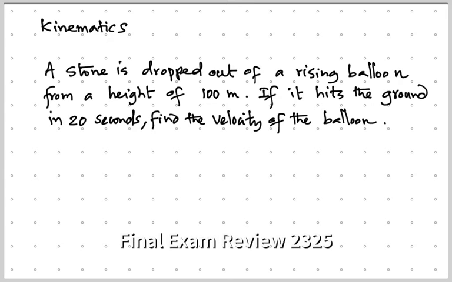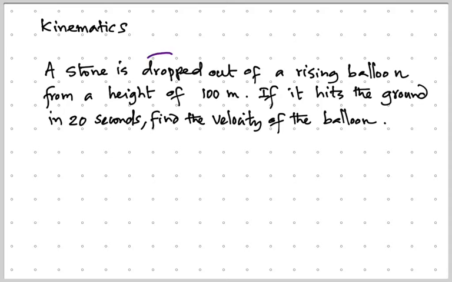Here is the first one. A stone is dropped out of a rising balloon from a height of 100 meters. If it hits the ground in 20 seconds, find the velocity of the balloon. Just because it says it's dropped, that doesn't mean that the initial velocity is zero. No. The initial velocity of the stone is the velocity of the balloon, which we are trying to find.